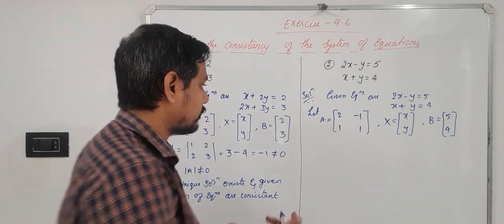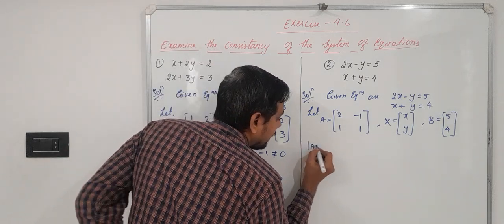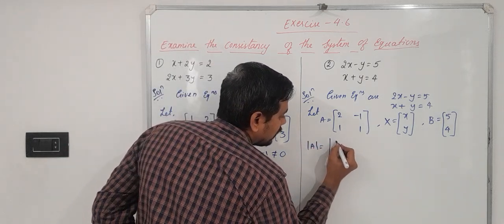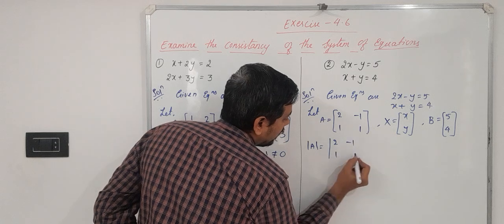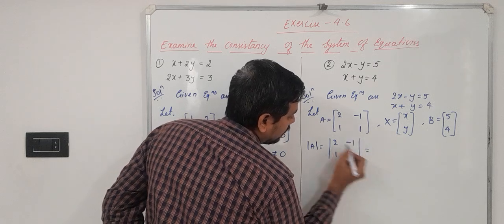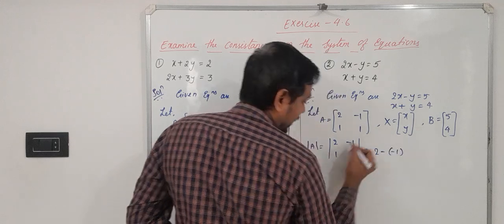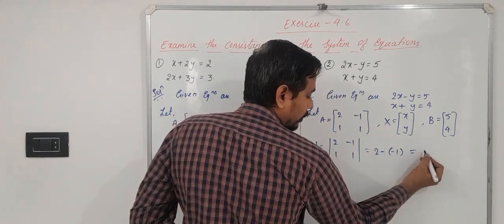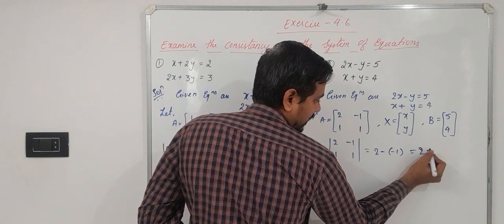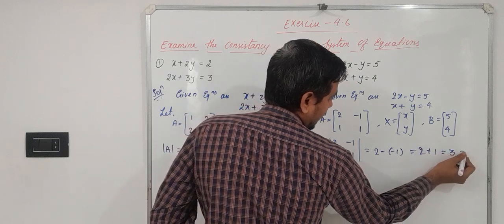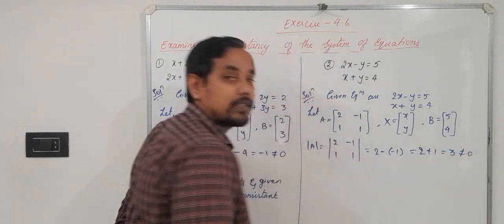So now what is determinant A? Determinant A is 2, minus 1, 1, 1. 2 into 1 is 2, minus of 1 into minus 1 is minus of minus 1. So 2 plus 1 is equal to 3 and is not equal to 0.